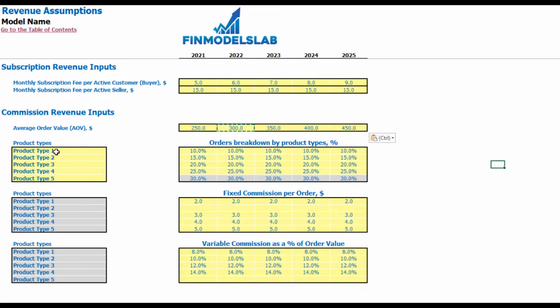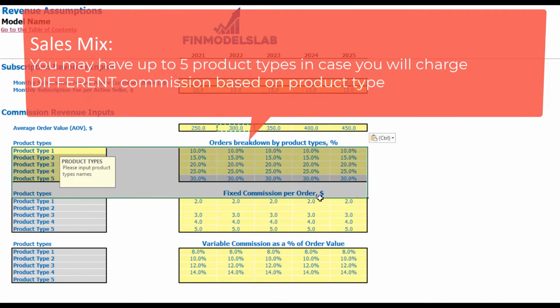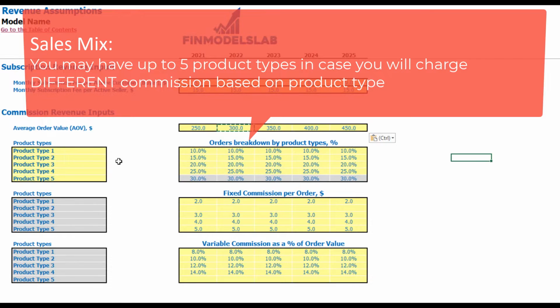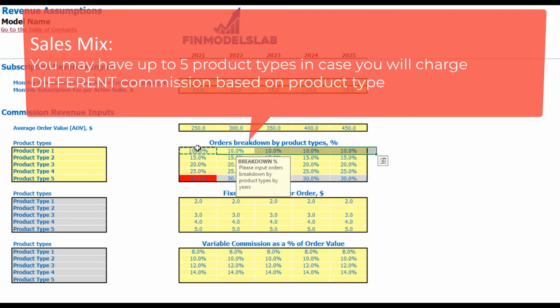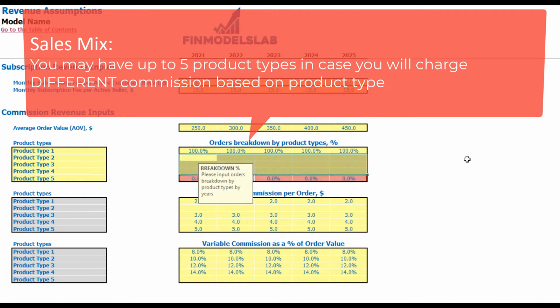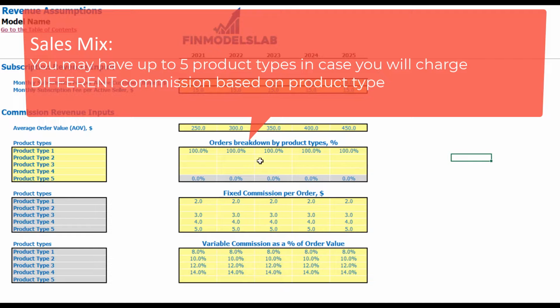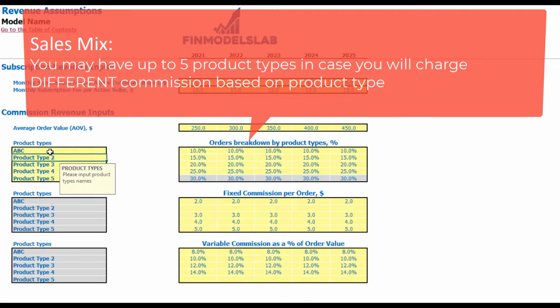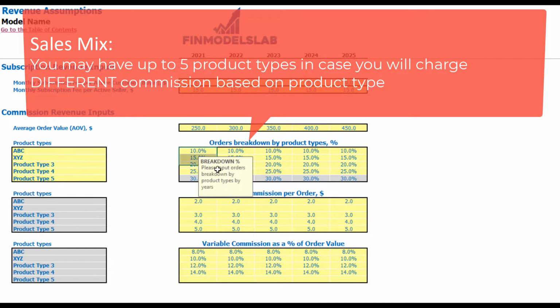The next step is to allocate orders by up to 5 order types. If you don't really need any order types, you can set up 100 and clean everything else. So you have only one product type. But if you need all of them, you can set up to 5 product types. You can type everything which you need here, the names of product types, and you can set up the allocation. It should always total 100% for each year, and product 5 is just balancing the amount.